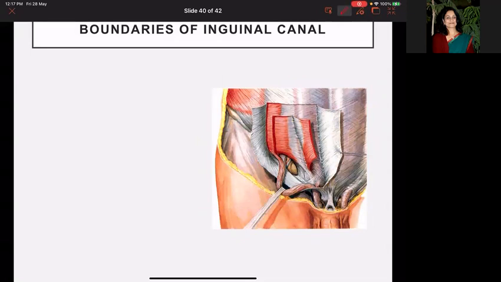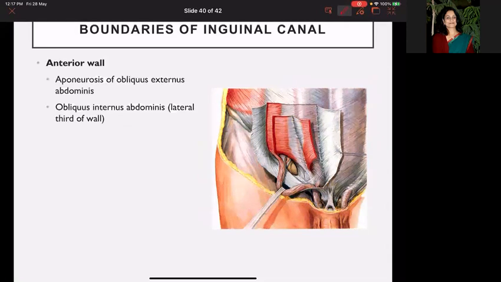You can see external oblique, internal oblique, transversus abdominis. This is the spermatic cord. You can see here the inguinal ligament also. This is external oblique, internal oblique, transversus abdominis. This is the inguinal ligament. You can see the fundiform ligament also. You can see the spermatic cord. This is the retracted spermatic cord. So we'll read all these in the next classes.